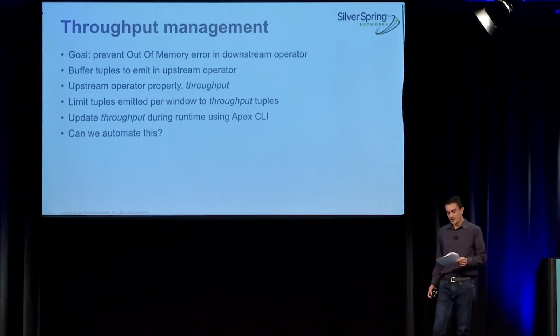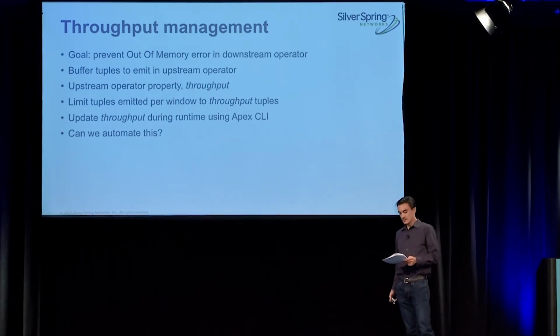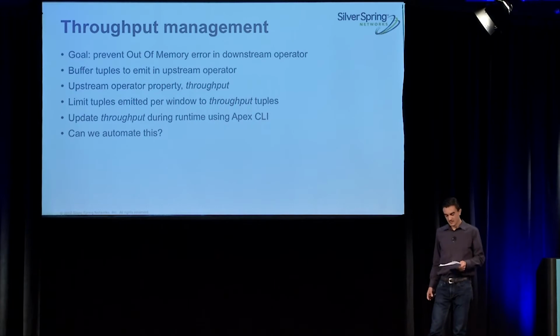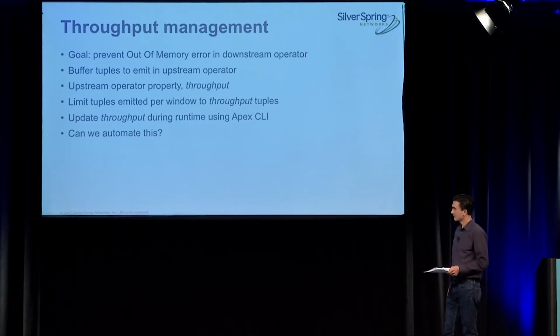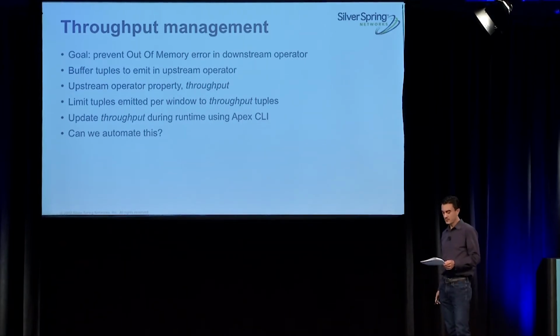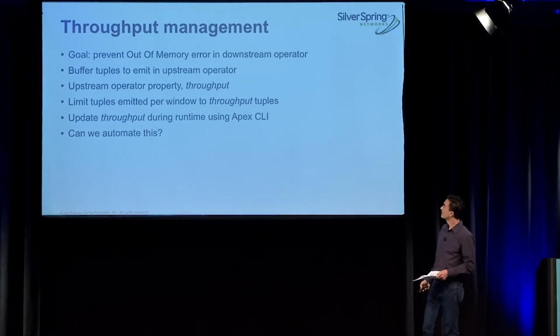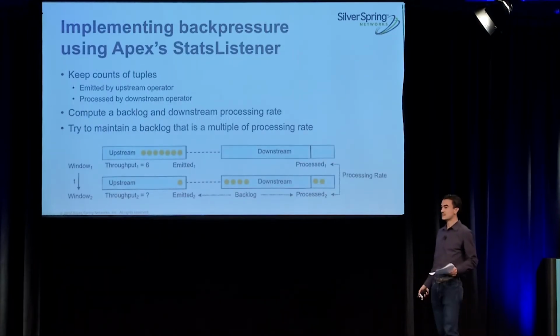Again, the problem was that limits that stabilize performance also tended not to best utilize the processing capacity of the cluster. The DAG was operating at a trickle. So we could manually adjust the throughput using the Apex CLI, the command line interface, during runtime, and that was useful, but we needed a way to automate the tuning. Enter Apex's StatsListener.